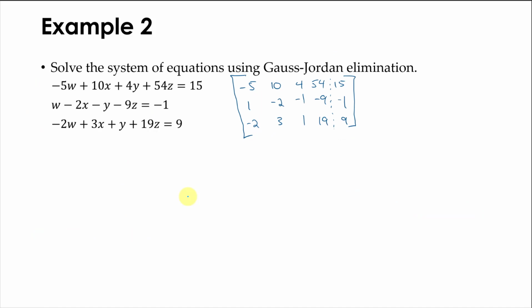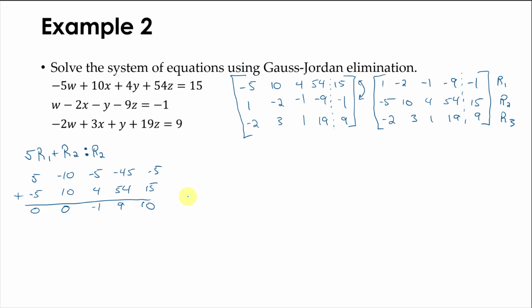We're going to solve this again using Gauss-Jordan elimination. We're given our system, and we're going to change that into an augmented matrix. First thing I want to do here, I'm going to swap rows 1 and 2. So now my matrix looks like this, again labeling my rows so I know what I'm doing. I'm going to multiply row 1 by 5 and add that to row 2, and that's going to be my new row 2. When I do that, I actually create 2 zeros here for my elements.